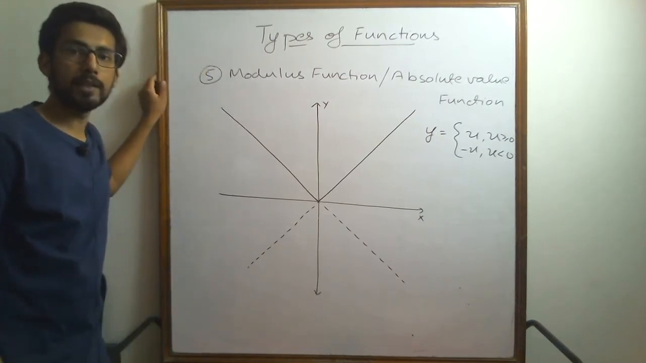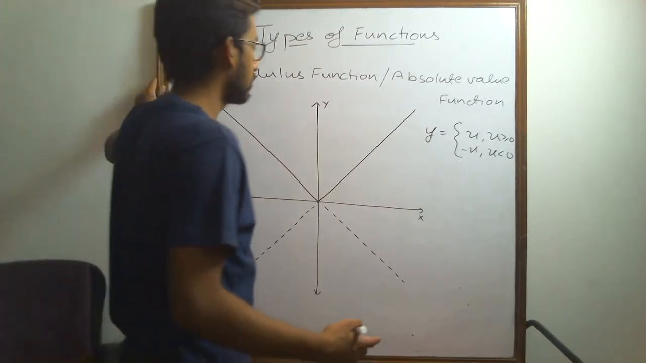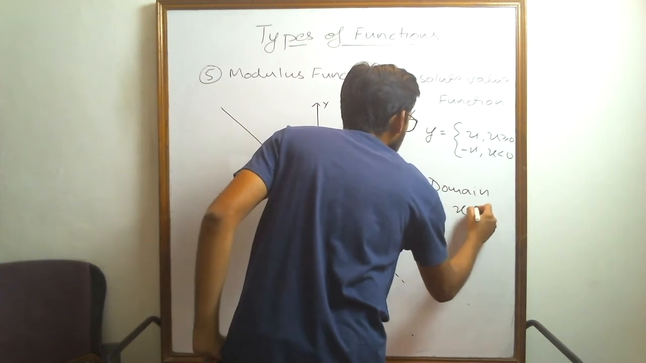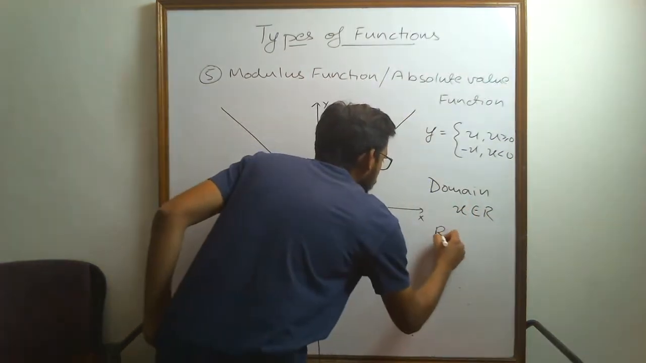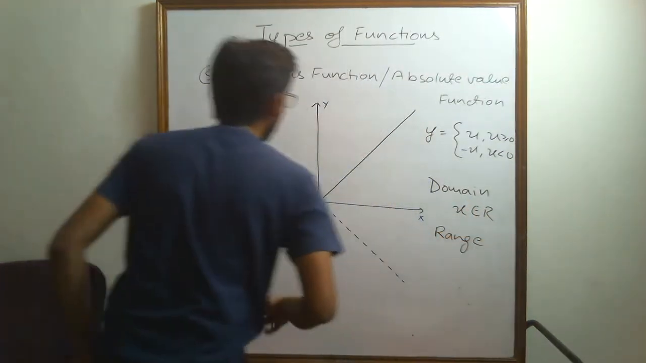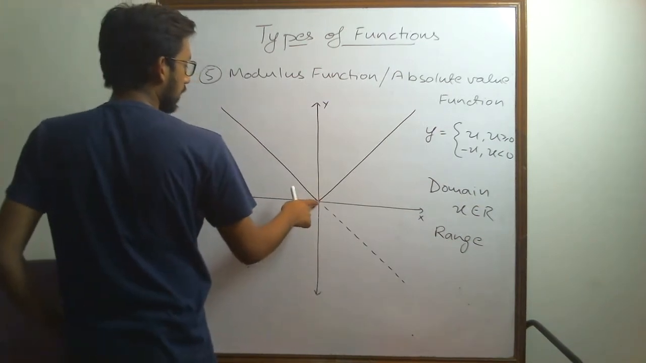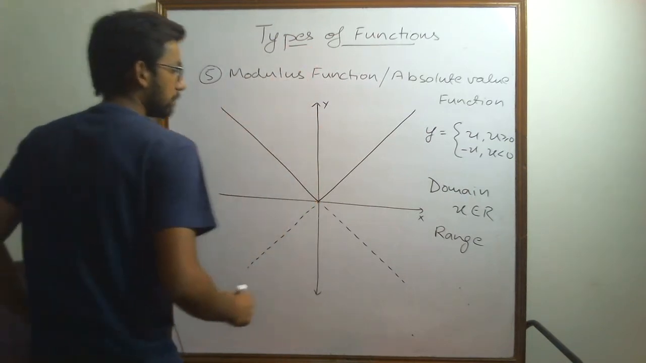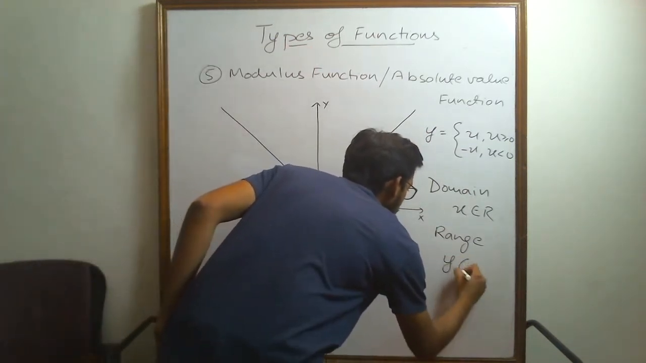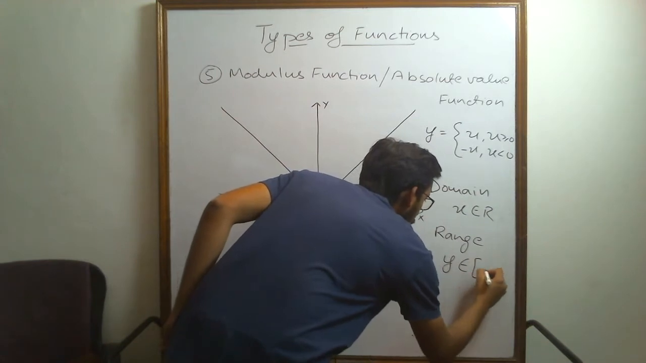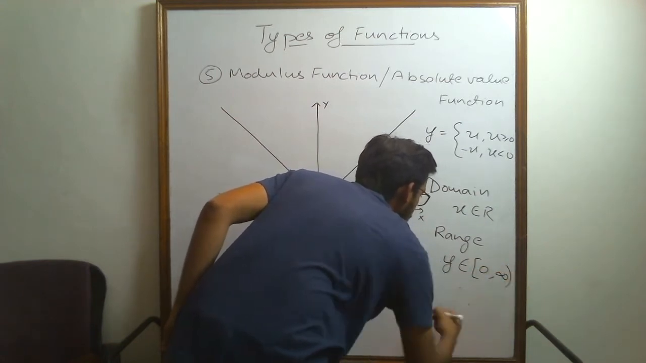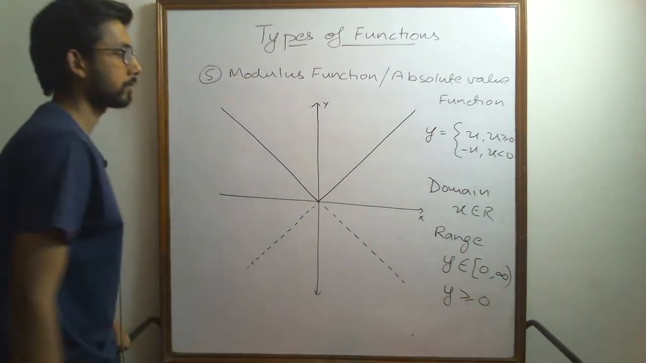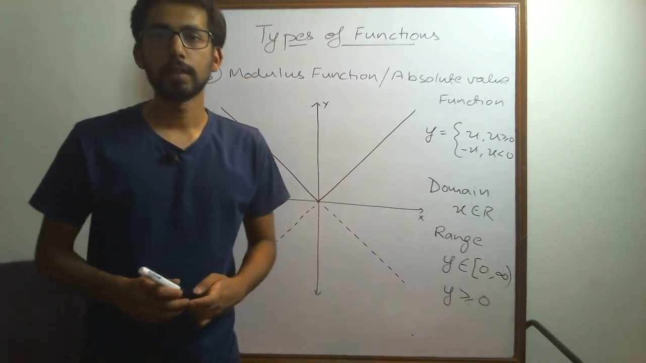Now we can easily tell the range of this function. Of course, the domain of this function is the set of real numbers, and the range we can tell from the graph. The value of y is varying from 0 up till plus infinity. So the range is closed interval 0 to infinity, which can also be written as y is greater than or equal to 0. This is the modulus function.